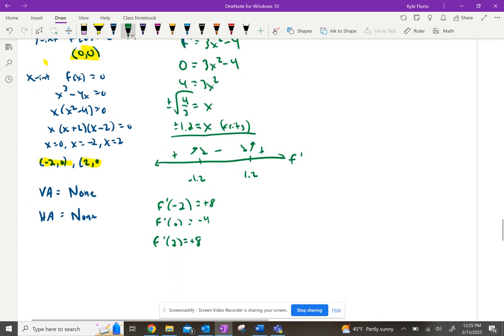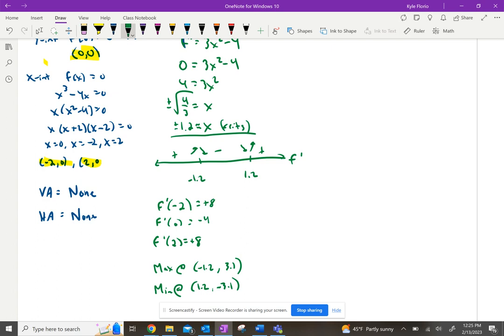So we have a max or min. We have a max at negative 1.2. And if I plug that into my function, I get 3.1. Check that yourself. Plug into the original function, though, not the derivative. If I want to find a min, that's going to be right here at positive 1.2. And if I plug it into my original function, I get negative 3.1. Again, you could plug those numbers in.